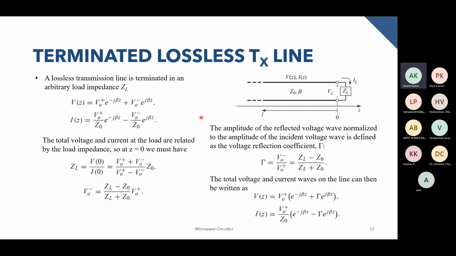Now, up till now we derived the expression for current in terms of incident and reflected voltages, and again we have the voltage in terms of incident and reflected voltages, and we have Z naught equals the characteristic impedance. So this is the set of solutions that we have right now.